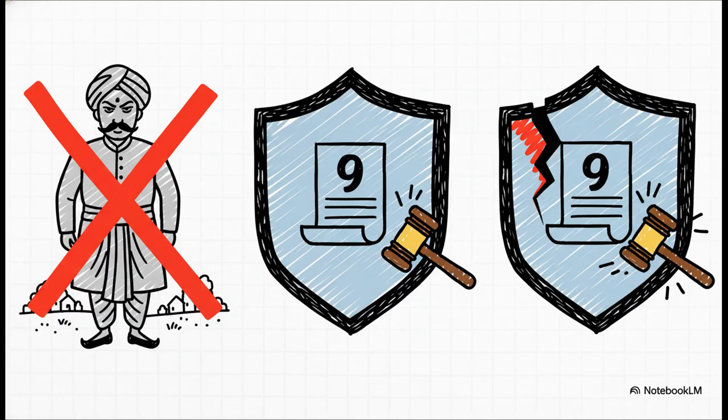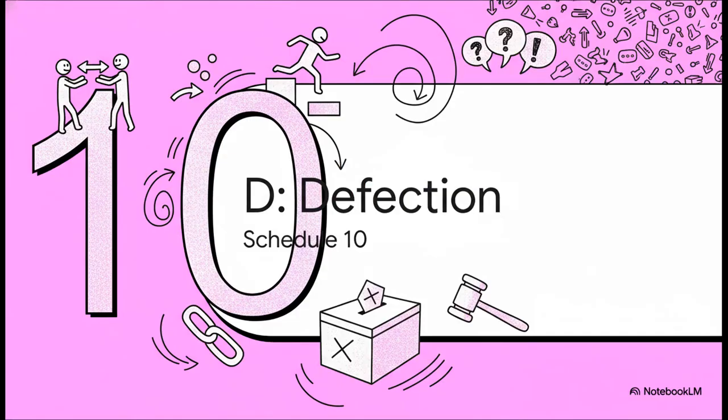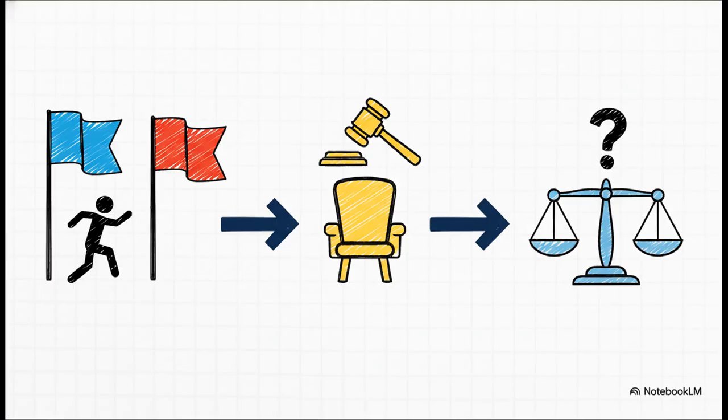They can be reviewed. And the D in old stands for defection, a word you probably hear in the news all the time. This is the famous anti-defection law. It was brought in to stop politicians from switching parties whenever they felt like it. The person who decides if a member is disqualified is the Speaker of the House. But here's the twist. From a famous court case, the Speaker's decision isn't the final word. It can be challenged and reviewed by the courts.